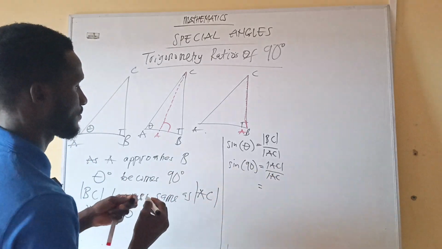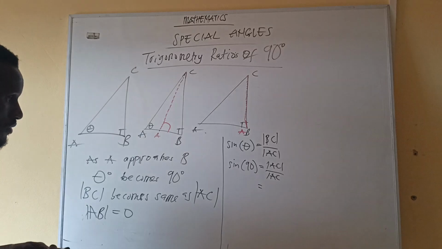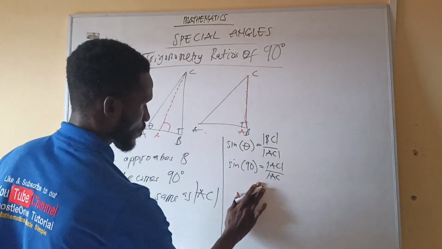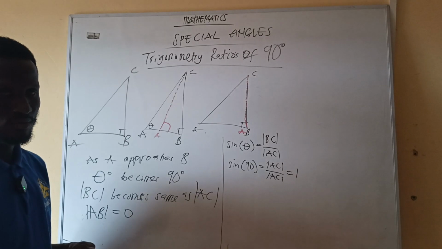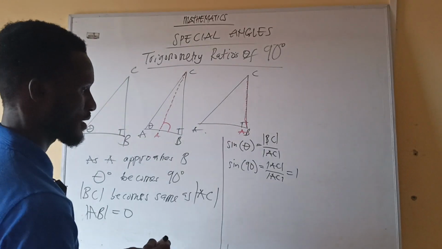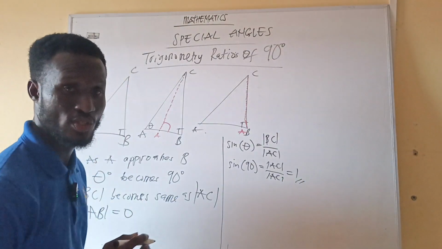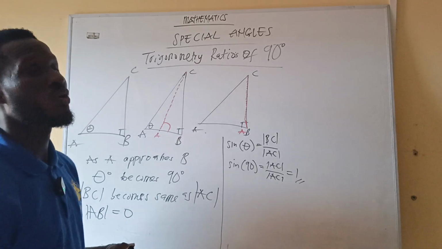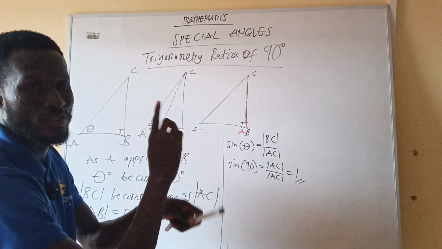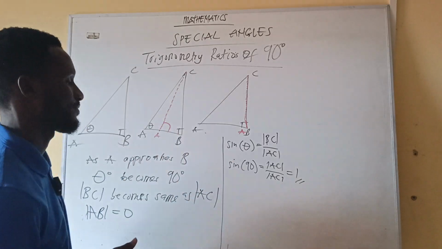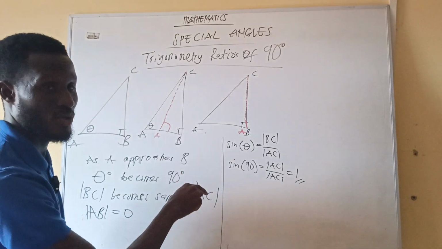Now, what is AC? AC divided by AC is 1. So it means that sine 90 is equal to 1. Keep it in your head. Don't forget that sine 90 and cos 0 are complementary angles, so they are also the same. Don't forget that cos 0 we had 1.